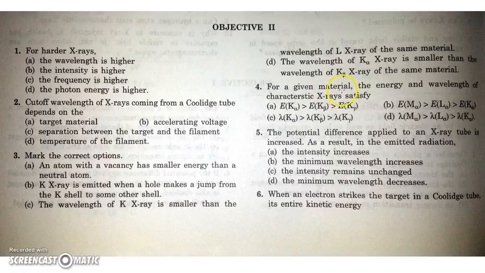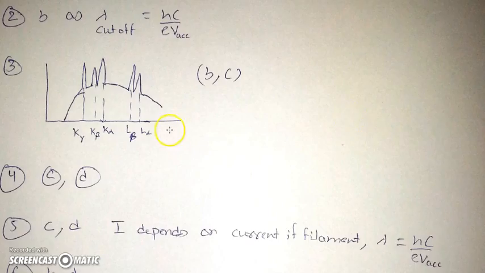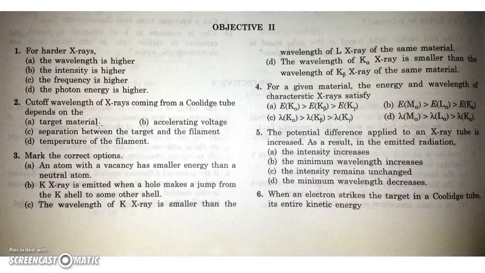In the next question, for a given material, the energy and wavelength of characteristic X-rays satisfy. As I have already mentioned that in this graph, energy of K alpha is less than energy of K beta is less than energy of K gamma. So K gamma has the most energetic wavelength, so it will be smallest in value of wavelength. Okay, but as we increase the wavelength, energy decreases. So we can read the options.